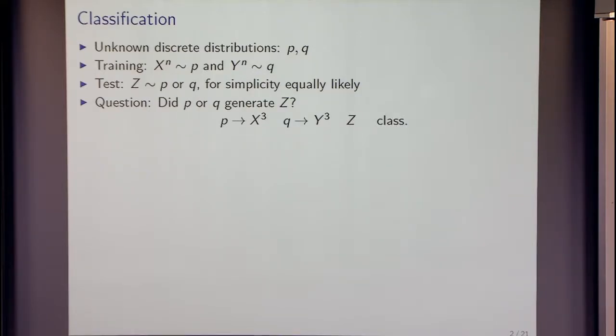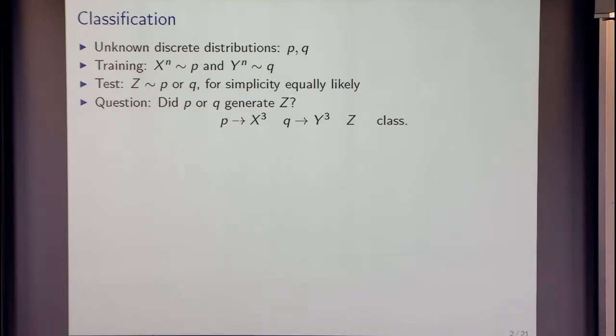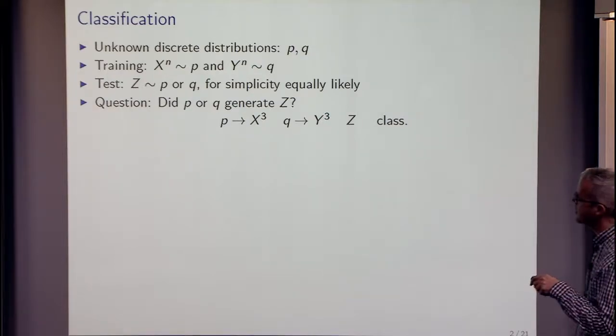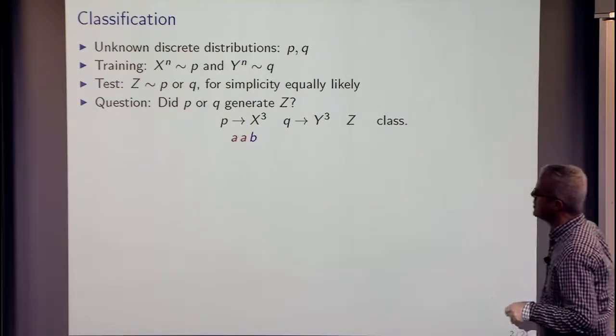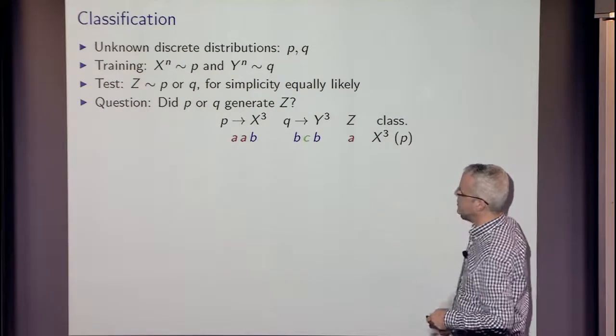Let's do a few examples here. Suppose we take 3 samples. P will generate x1 up to x3. Q will generate a sequence Y of length 3, and then we'll get Z. For example, suppose that P generated the sequence AAB, and Q generated the sequence BCB, and now we get A. Most likely we'll say that Z was generated according to P or according to Q? Obviously, according to P, because it's closer to the X sequence.